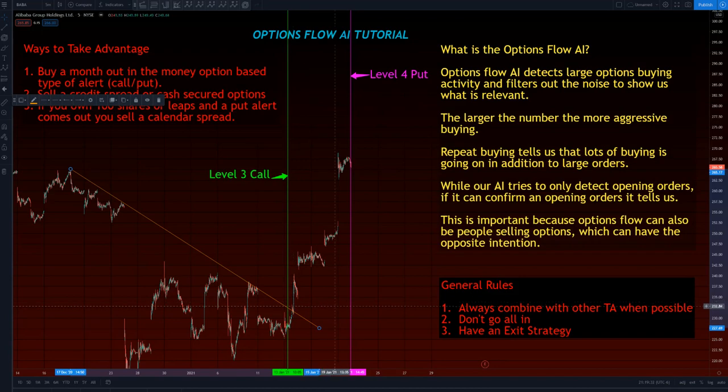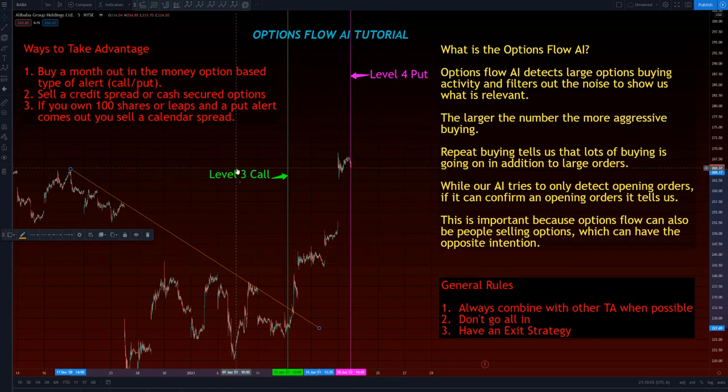So just keep that in mind. Again, don't go all in. Never go all in on anything. In general, on an options order, you want to use a portion of your account. You don't want to use all of your account. And then always make sure if you're going in that you have an exit strategy. If you're just blind buying a call off of an options flow, or a put, and you don't have an exit strategy, then you're never going to know when to sell it. So you need to have an exit strategy.